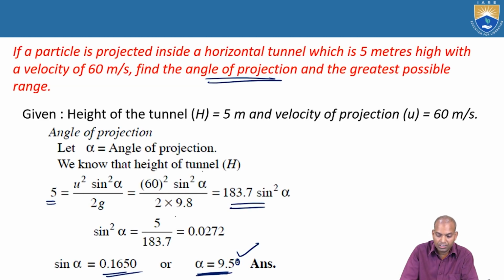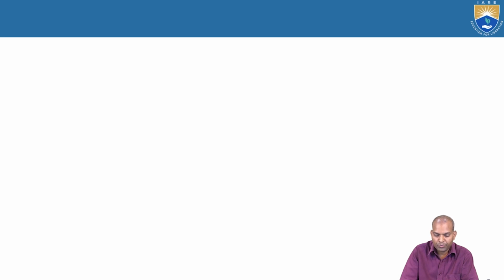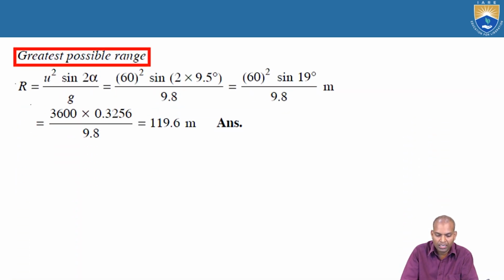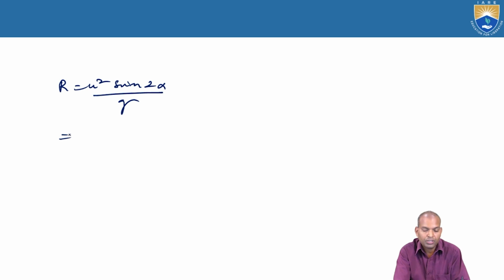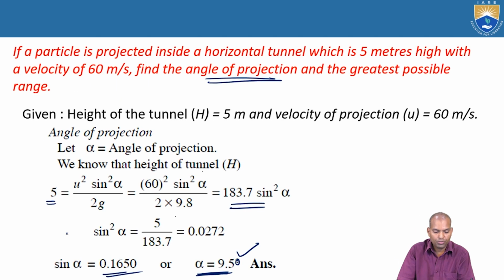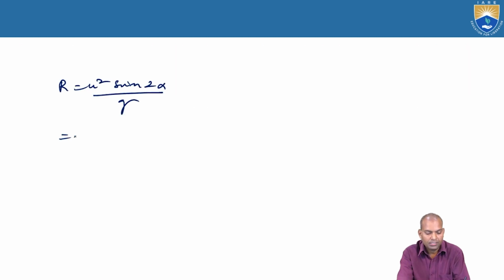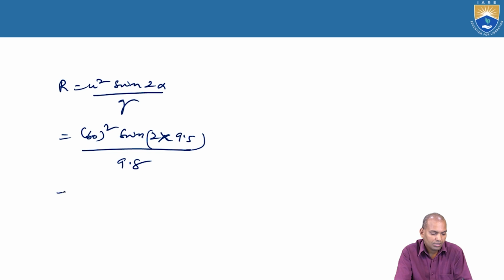The next is the range. What is the greatest possible range? We know range R equal to u square sine 2 alpha by g. We know u equal to 60, and alpha is obtained here as 9.5. That is 60 whole square sine 2 times 9.5 by g, 9.8. So the range can be calculated.